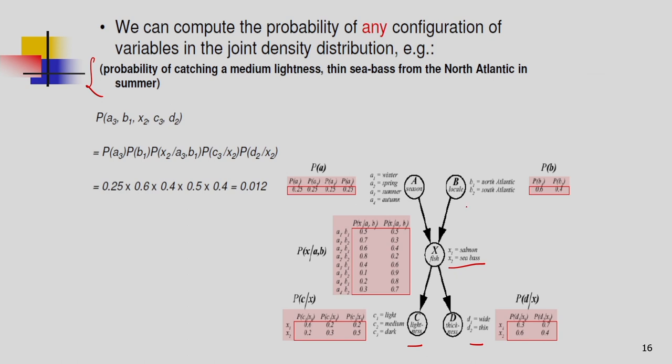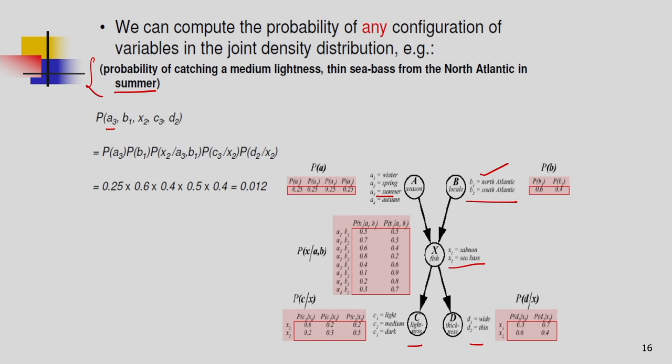North Atlantic is the variable we have to consider, B. So North Atlantic is B1, and B2 is the South Atlantic. So we are considering all these variables. The probability of A3, that is A3 means it should appear in the summer. So summer is A3, and we are considering summer.